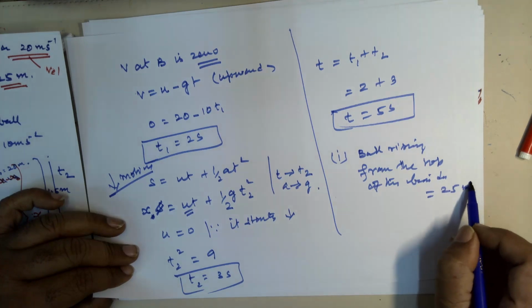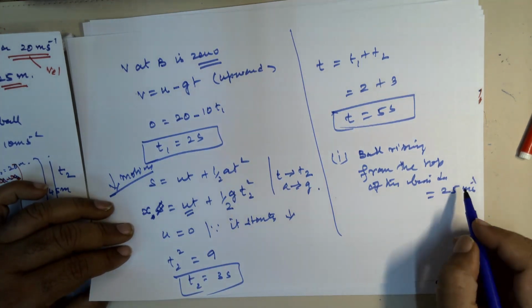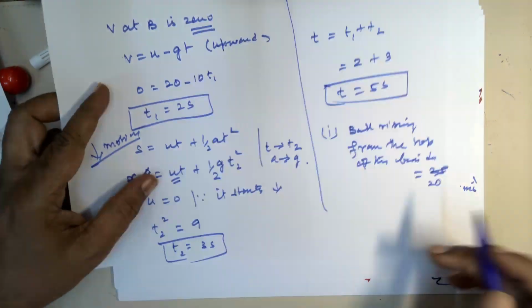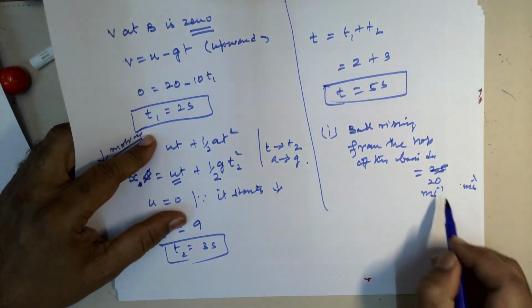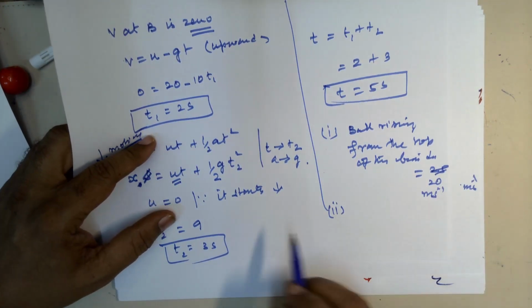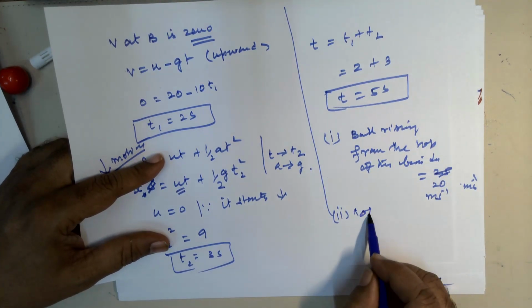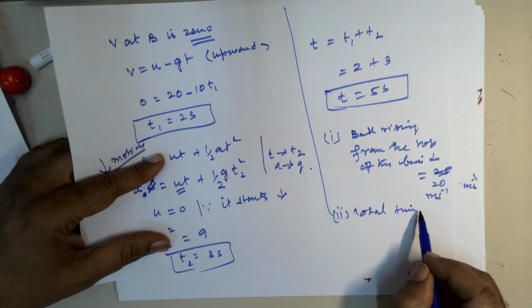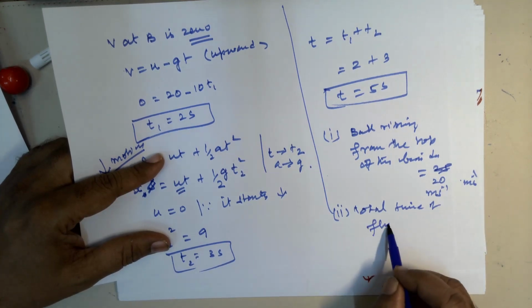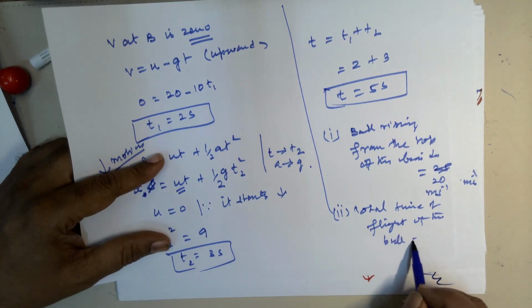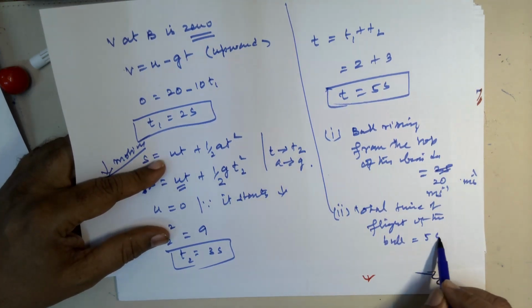25 meter per second? 20 meter or 25 meters? 20 meter. Okay. So that is 20 meter per second. That is the first answer. Second answer, the total time of flight. Total time of flight of the ball is equal to 5 seconds.